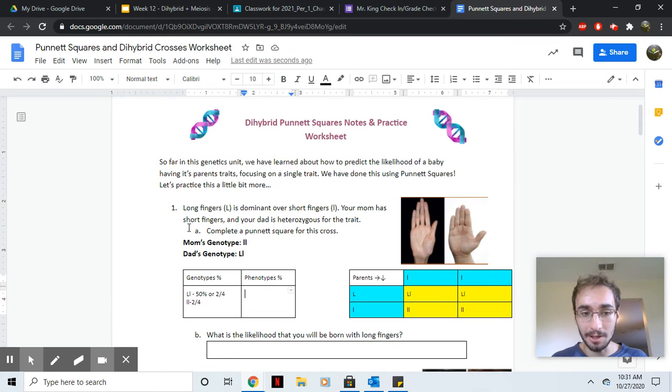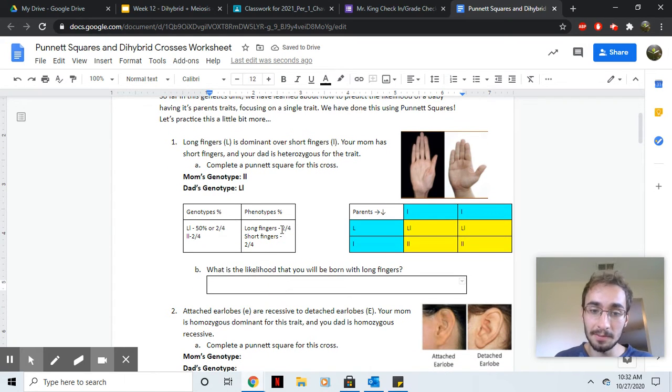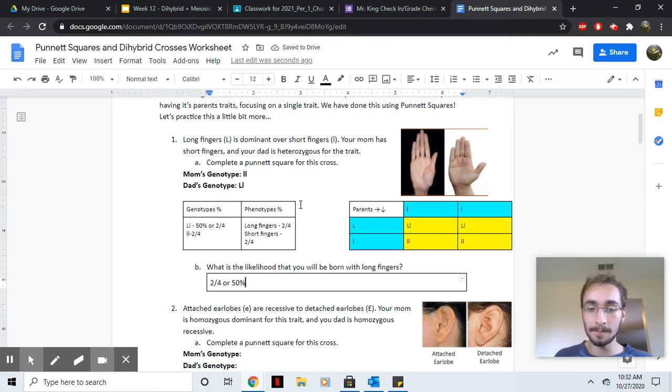To figure out what the phenotypes are, you have to look at the question again. So we have long fingers and short fingers. Long is dominant. So to figure out how many kids have long fingers, look at how many kids have that dominant letter. 2 out of the 4 have capital L. So 2 out of 4 will have long fingers. And then short fingers is the other option. 2 out of the 4 kids have no dominant gene, so the recessive one will show. So that's 2 out of 4. What is the likelihood that you'd be born with long fingers? 2 out of 4. 50%. So that's how you do the first one.